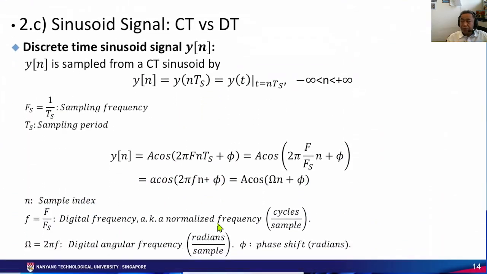Now, in the next slide, we'll go through how to convert a continuous time signal into a discrete time signal through sampling. Thank you.